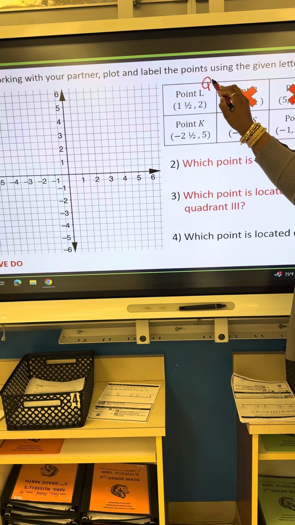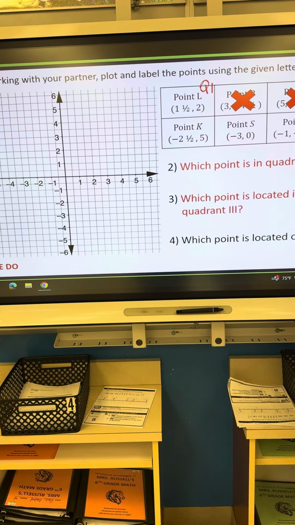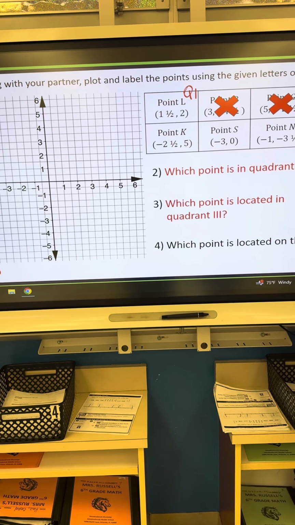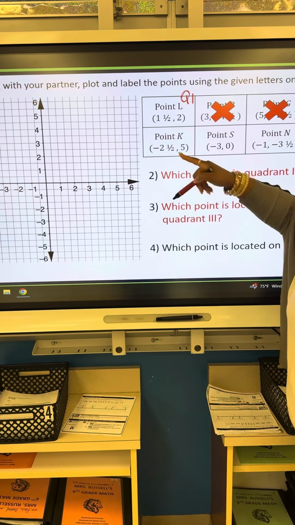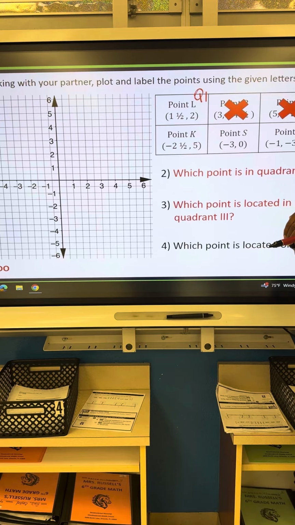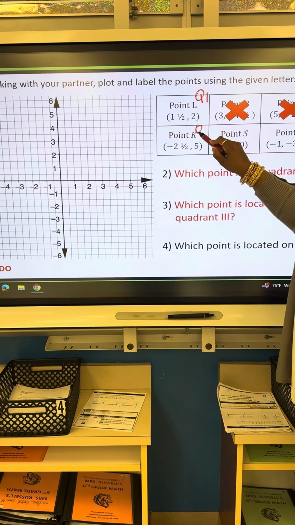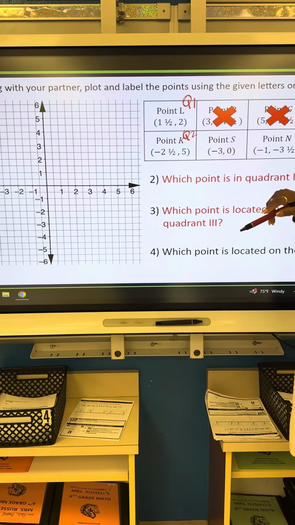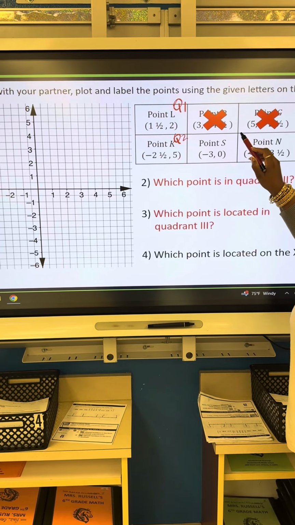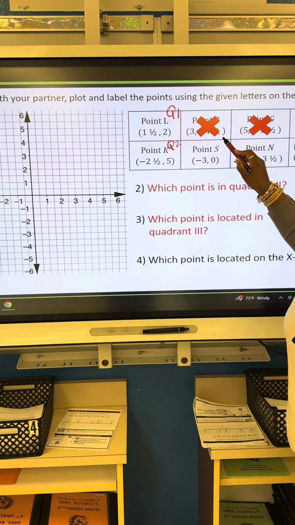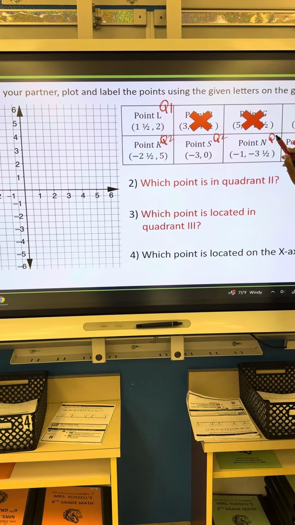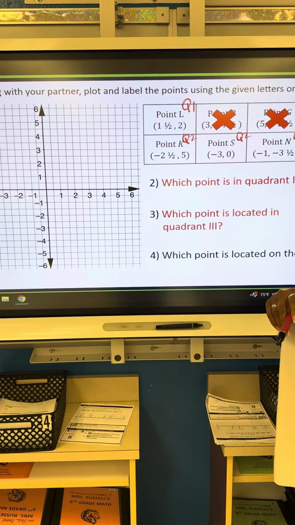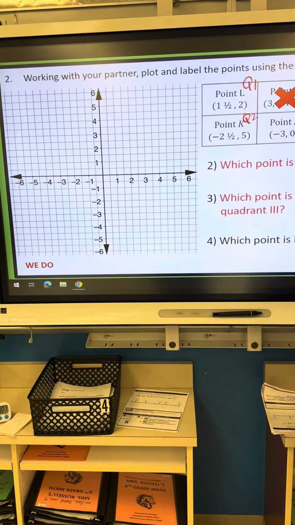If I write on my paper, you write on yours. What quadrant is positive, positive here? 1 as well. Here, point K. What quadrant is negative, positive? Quadrant 2. What quadrant is negative, negative? 3. So here, we're going to make sure we start at the origin always.